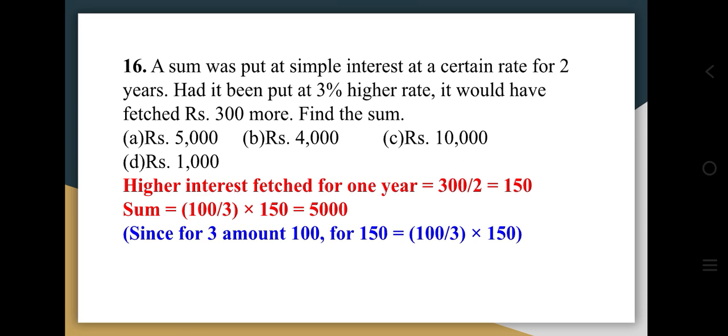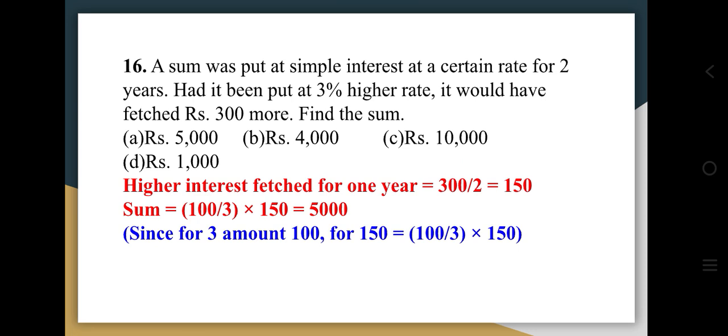A sum was put at simple interest at a certain rate for 2 years. Had it been put at 3% higher rate, it would have fetched rupees 300 more. Find the sum. So this problem is the reverse of the previous problems. There the amount is given, and we have to find what it becomes by the increased rate. Here the increased interest is given, and we have to find the sum.